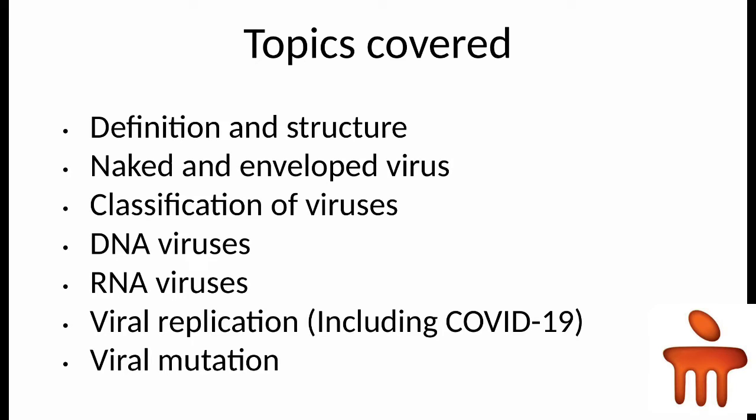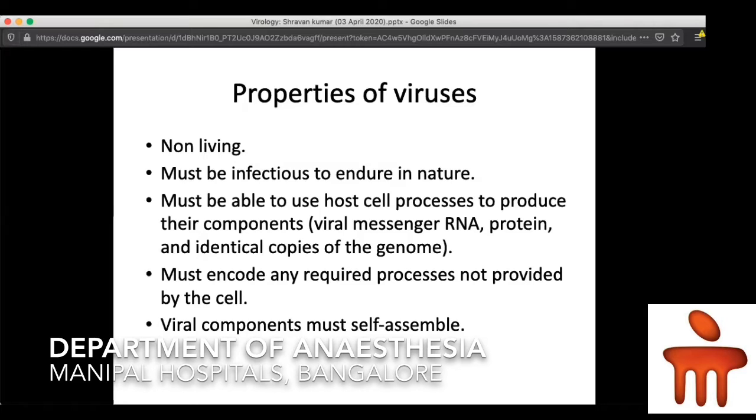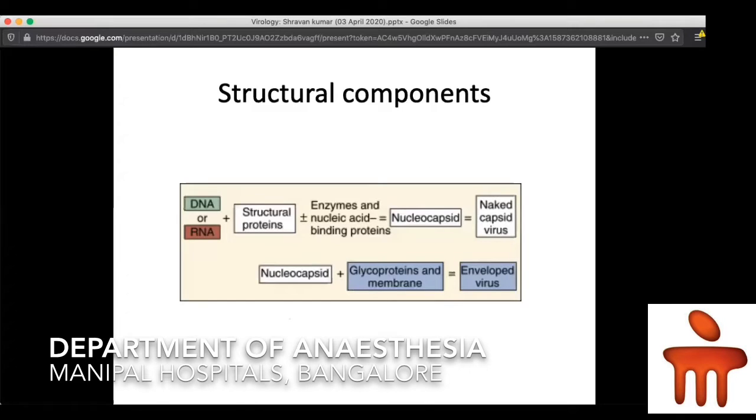A virus is an obligate intracellular parasite which relies on the host for energy, containing DNA or RNA as a genome, with the morphology being either naked or enveloped, reproducing by component assembly. So, a virus is technically a non-living structure and must encode all the required processes which are not provided by the cell. The virus must also have the capability of assembling itself. So these are the properties of a virus.